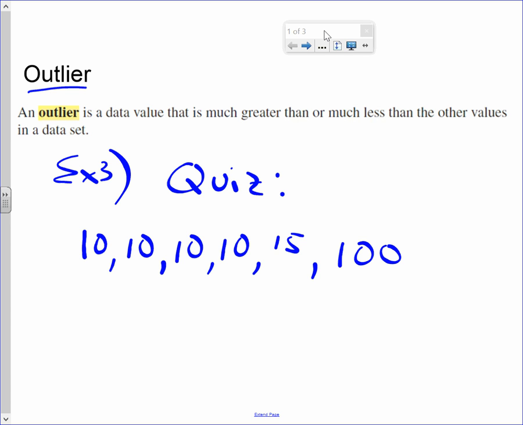Most students scored a 10. Go ahead and copy that down. I want to talk about some here. So 4 people scored a 10. One person scored 15, and another person scored 100.